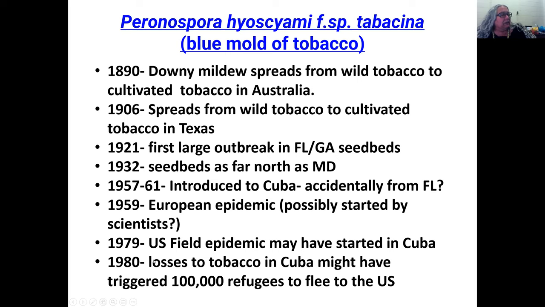In 1980, the losses in Cuba to tobacco were so huge that there was massive unemployment, and this probably triggered the movement of refugees to the US in the Mariel boat lift. So, you know, the world of downy mildews and our world is just linked.